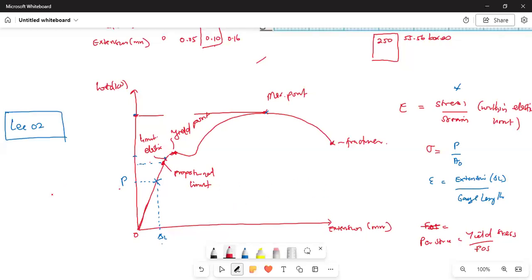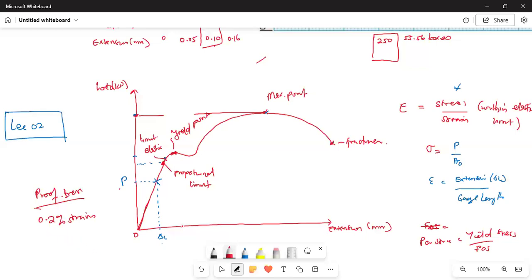Finally, I want to just touch, within 1 minute, on the proof stress. I say proof stress is actually used where the material doesn't have a distinct yield point. So we use 0.2% strain for the proof stress.